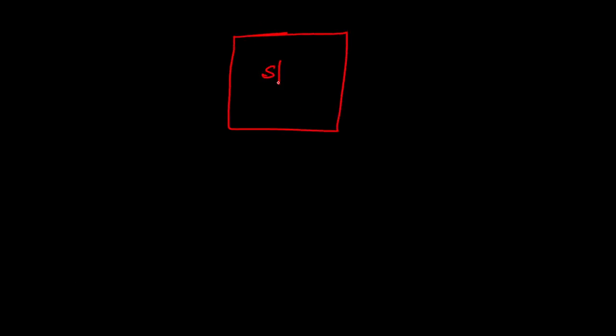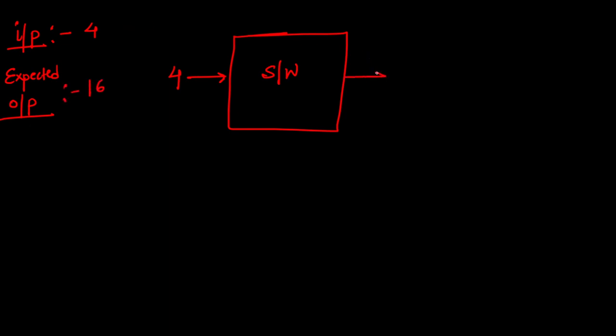This is your software, okay? So first you said, okay, I'll give the input as 4. So when I give the input as 4, I know that the expected output, meaning the output that you should receive, is 16. If I talk about a square, the expected outcome that I expect is 16.